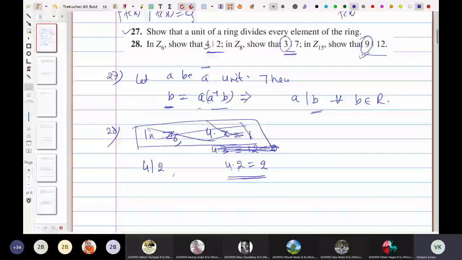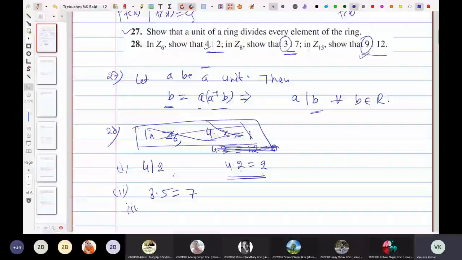It means what? 4 divides 2, na? And similarly in Z8, we can write 3 times 7. It will be, no, 3 times 5, I think. Yeah, 3 times 5. 3 times 5, this is 15, and 15 when divided by 8 is going to give us 7. Na? Remainder is 7. All right. This is the first part. This is the second part. So this shows that 3 divides 7.